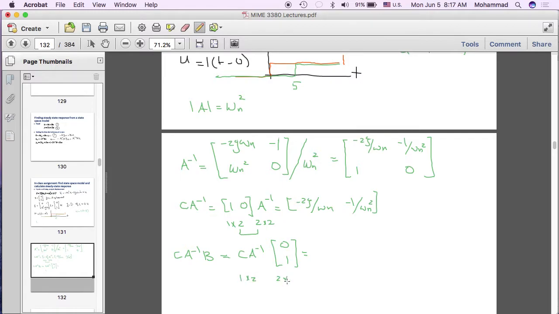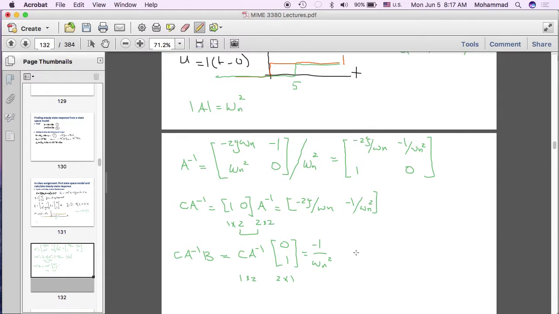And this is 2 by 1. So what will you get? Which means what? You get a number. You no longer have a matrix. So let's go ahead and multiply. So this is a row multiplied by this column. So this gets multiplied by 0 and the second by 1. So what is left is minus 1 divided by omega n squared.